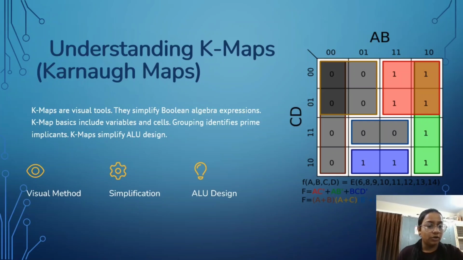Let's break it down. Visual method. K-maps offer a graphical way to simplify logic, making it easier to visualize than using algebraic manipulation. Simplification. By minimizing logic expressions, we reduce the number of gates and components required, which leads to faster and more efficient ALU design. These simplifications are key to optimizing ALU functions, which directly translates to better performance in systems like voting machines, where speed and reliability matter.